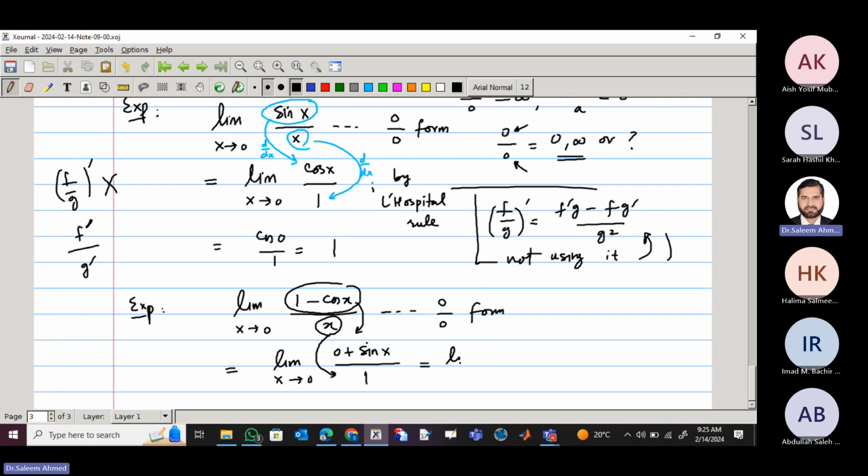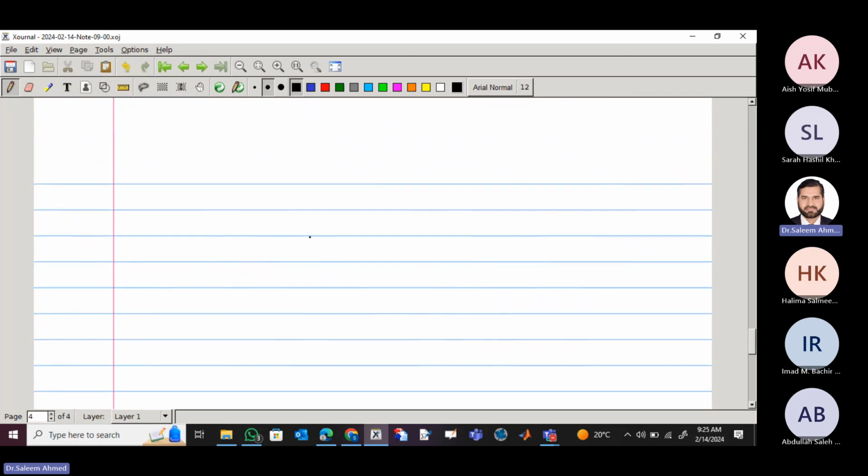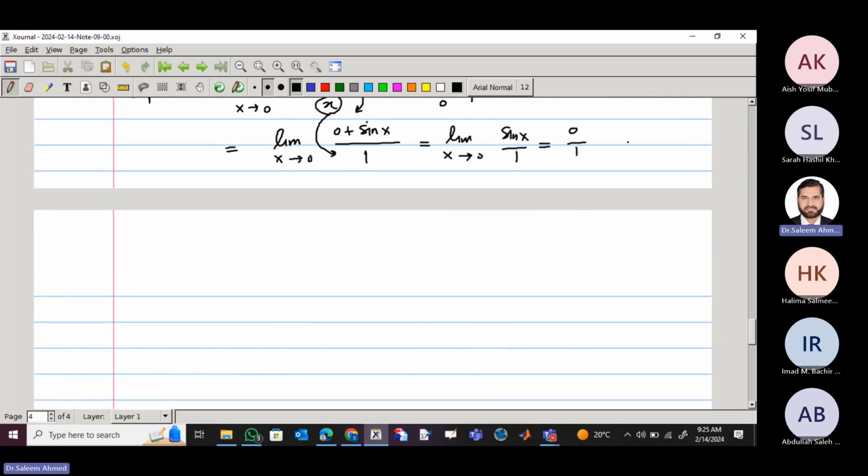And now if you take the limit, it is not 0 by 0 form, it is 0 by 1. So sine x will become 0 divided by 1. So your answer is 0, not 0 by 0. So 0 by 1 is 0. It is not in indeterminate form anymore. 0 by 1 is not indeterminate. Now it is 0. So the answer is 0 here. So we can perform this thing for different rules, you know.